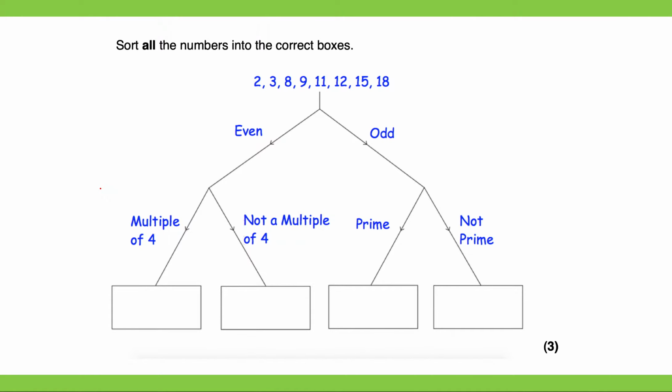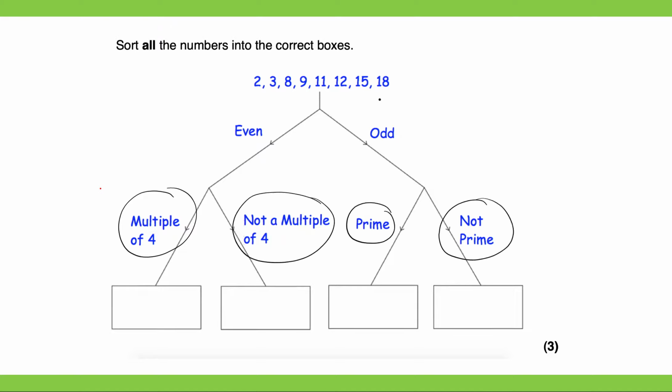Our first question states, sort all the numbers into the correct boxes. Over here we have all the numbers that are a multiple of 4, not a multiple of 4, prime and not prime. And over here we have even numbers and odd numbers. So let's start off with 2. Is it even? Yes, it is, but it's not a multiple of 4. It would go here. So we've done 2.